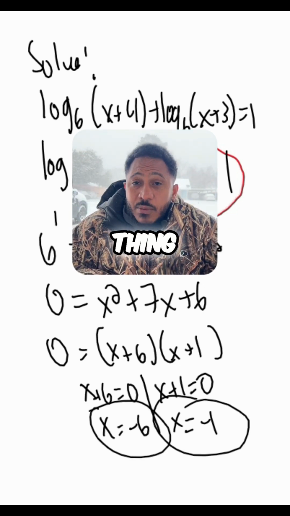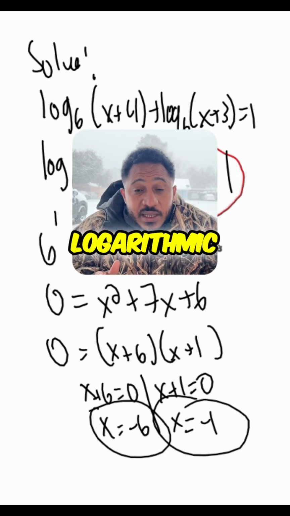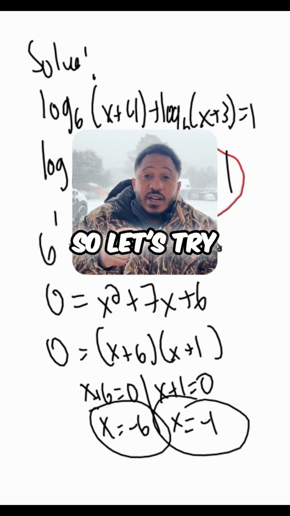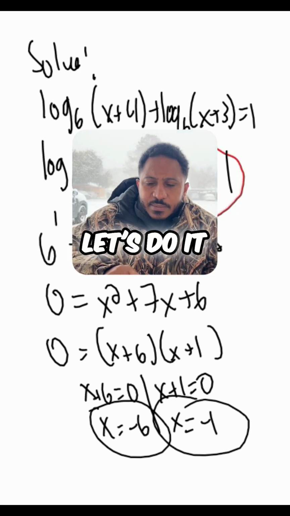Now, here's the thing. When we have logarithmic equations, we definitely have to check it, okay? Because sometimes we get extraneous solutions, okay? So let's try to check it. That's called the Nike step. Check step. Let's do it. All right, so let's check it.